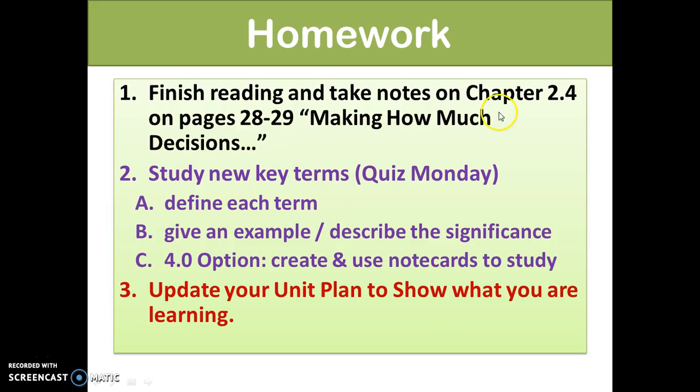For homework, finish reading chapter 2.4. It's a very short section on thinking at the margin, making how much decisions. Study your new key terms. Add the ones we went over today to your list. And prepare for next Monday.